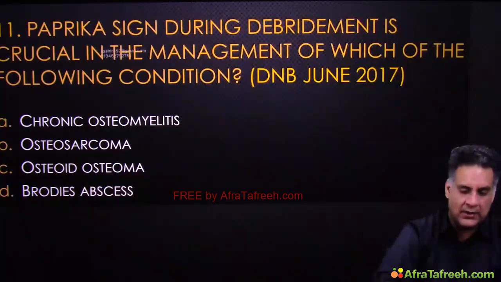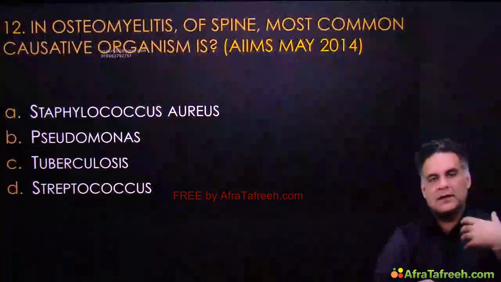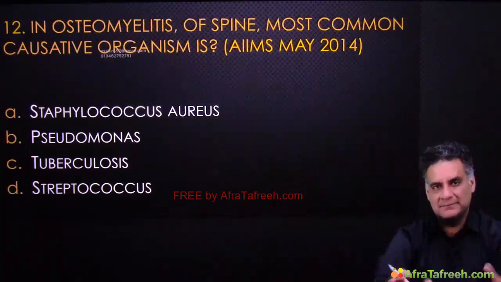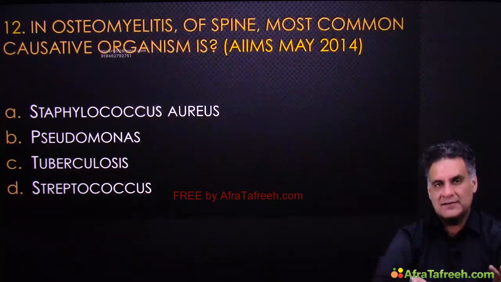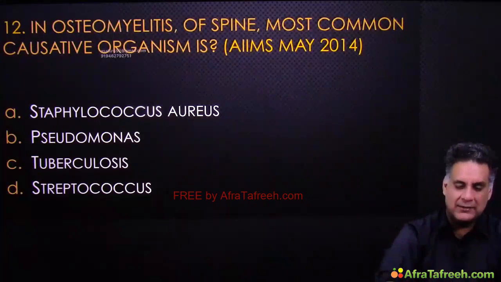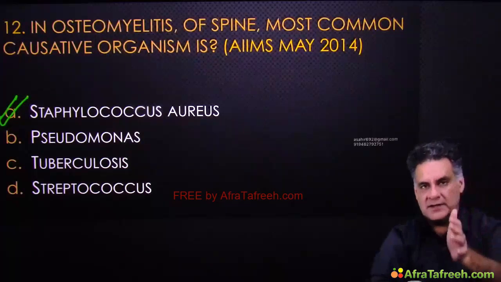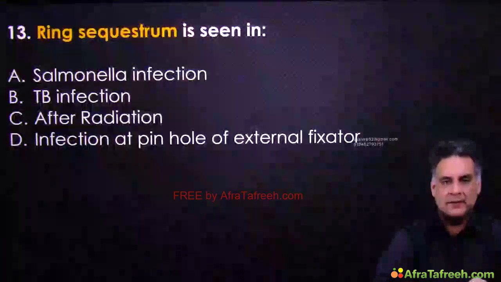Chronic osteomyelitis. In osteomyelitis of the spine, the most common causative organism, ortho is staph. Staph is ortho. It's not TB. If they don't mention India, you won't assume TB. But if they mention India, then mark TB.